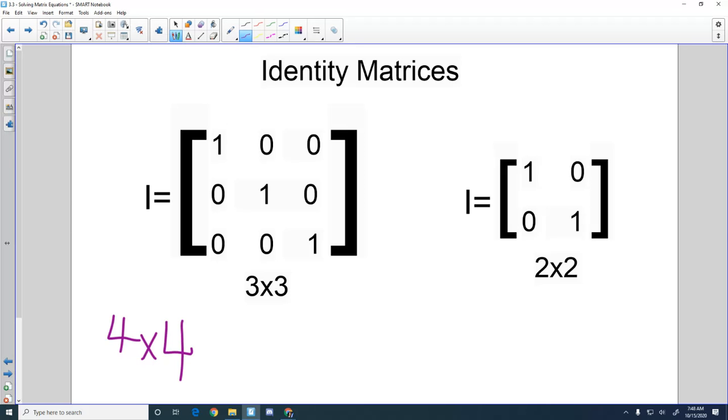So what do you think the 4x4 identity matrix will look like? So if you look at the 2x2, if you look at this diagonal on the 3x3, look at that diagonal. Notice that's where all the ones are. So that first diagonal from the upper left to the lower right is always going to be a 1. Everything else is a 0.